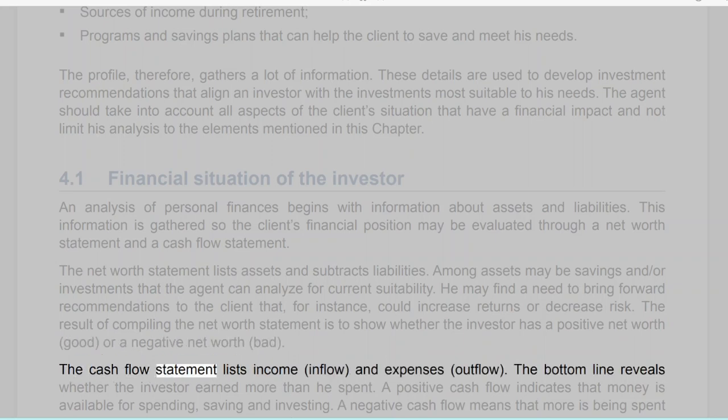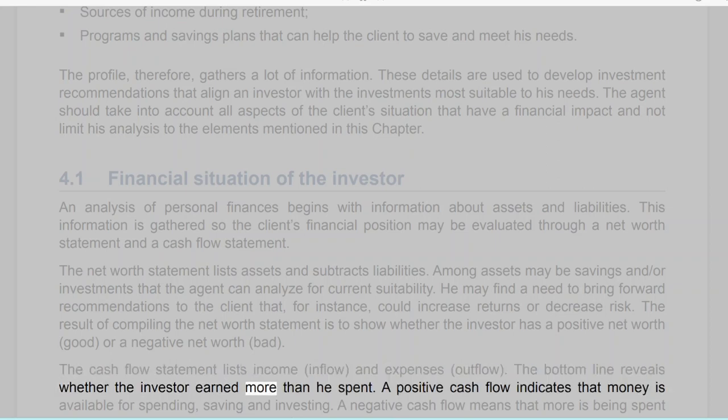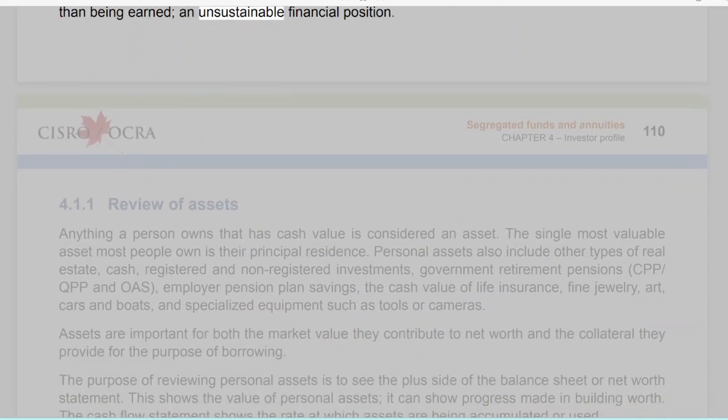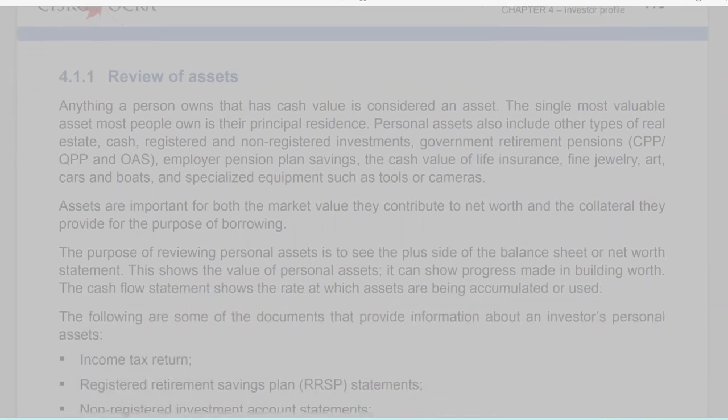The cash flow statement lists income, inflow, and expenses, outflow. The bottom line reveals whether the investor earned more than he spent. A positive cash flow indicates that money is available for spending, saving, and investing. A negative cash flow means that more is being spent than being earned, an unsustainable financial position.